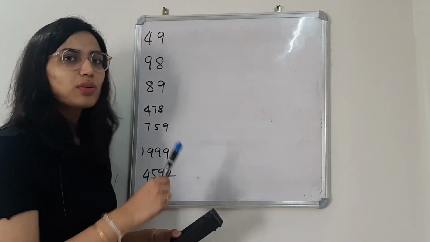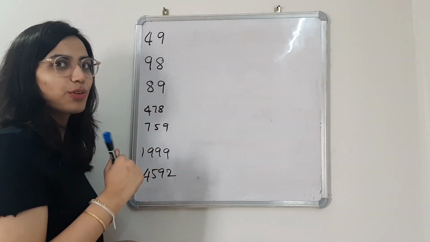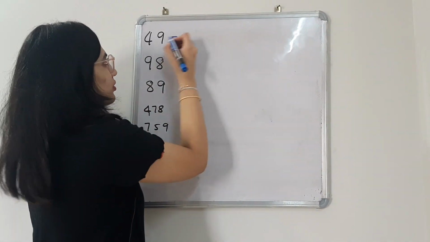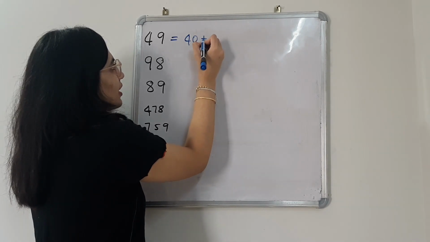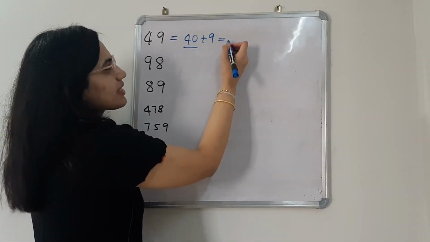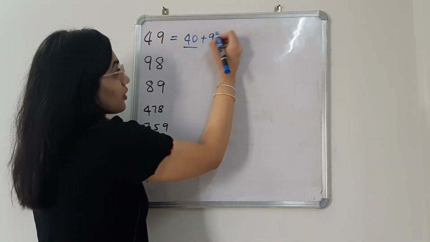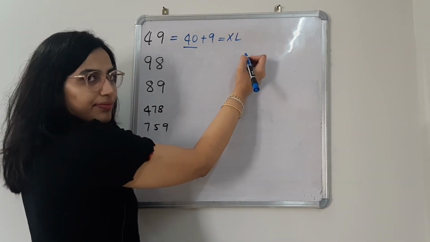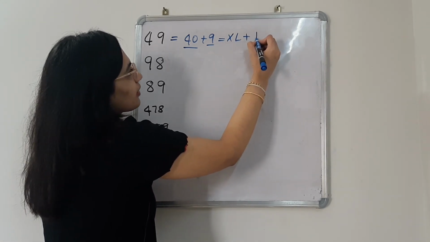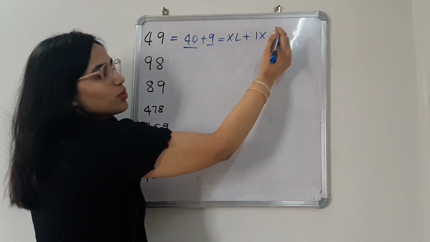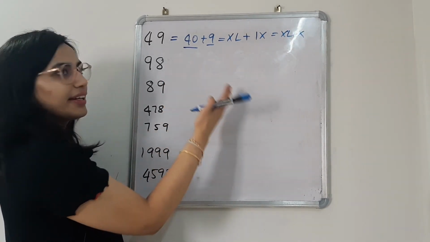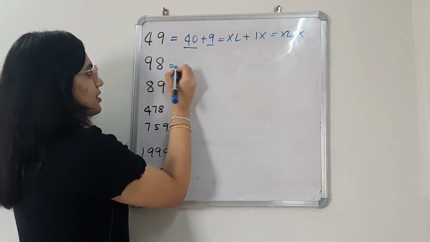Now let's see how we convert these numbers into Roman numerals. 49. Can we write this as 40 plus 9? What is 40? Can I write this as 50 minus 10 is 40? So can I write this as XL? And what is 9? Nothing but IX, that is 10 minus 1. So it will be XLIX. First you divide and then you write. That will be very easy for you.